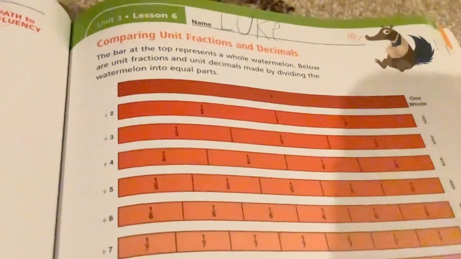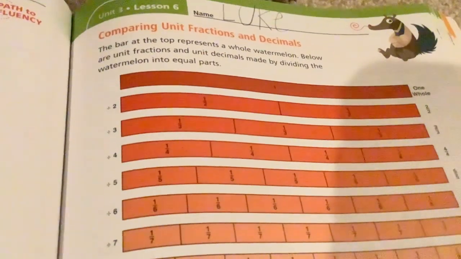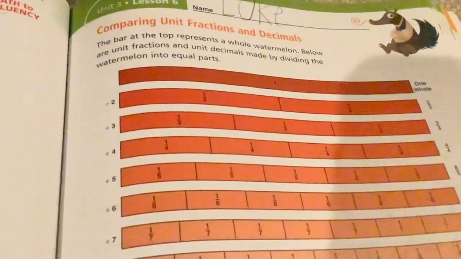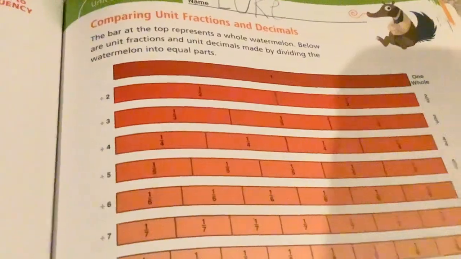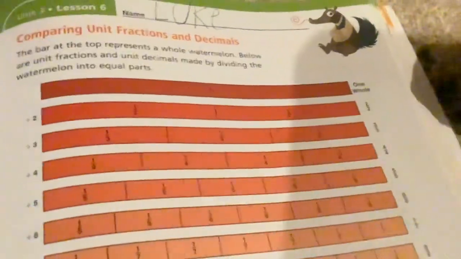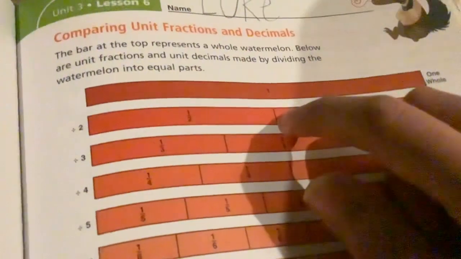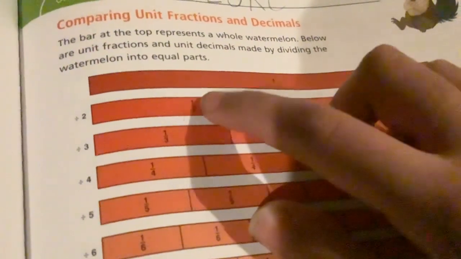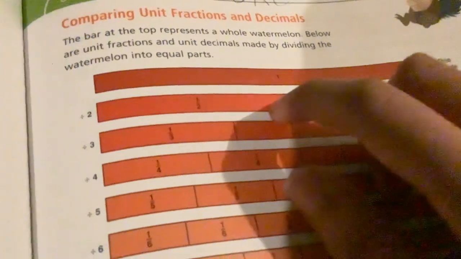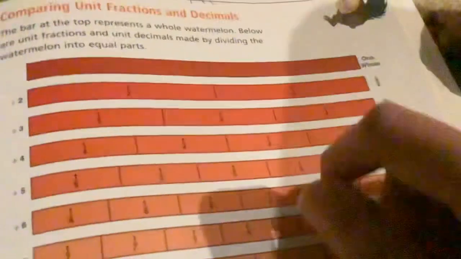The bar at the top represents a whole watermelon. Below are unit fractions and unit decimals made by dividing the watermelon into equal parts. Suppose there was a watermelon, and this represents the whole watermelon. Well, you see, this represents half of the watermelon, because that is basically 1 divided by 2. That's half of 1.